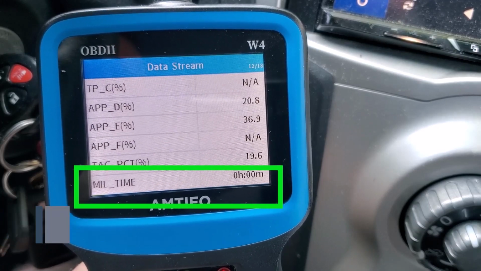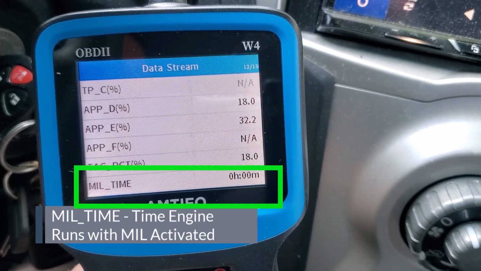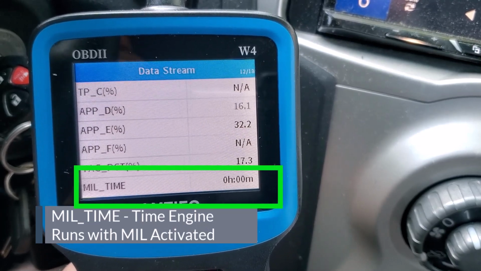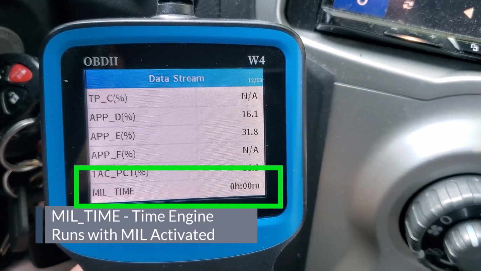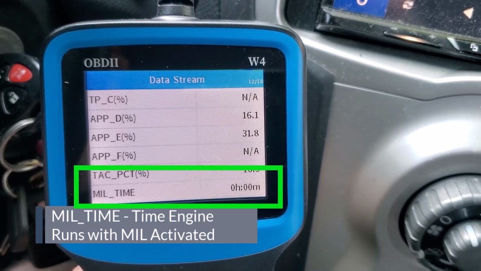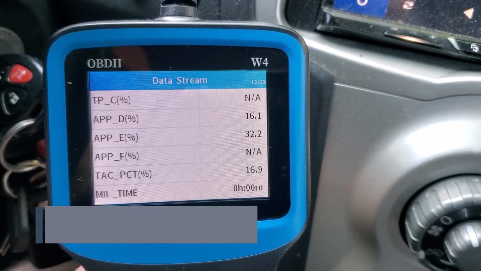Okay, here we have MIL time, and basically this is just the time the engine runs with that malfunction indicator lamp activated. So it's kind of cool. You can see if there was a time here that maybe this is a car that's been driven for quite a while with that malfunction indicator light on.